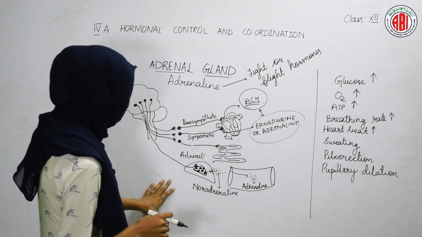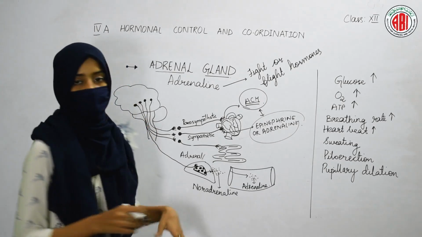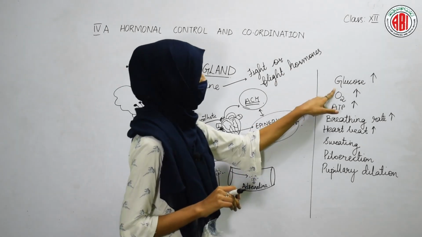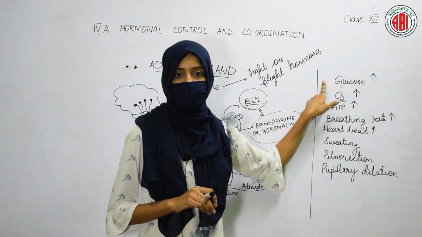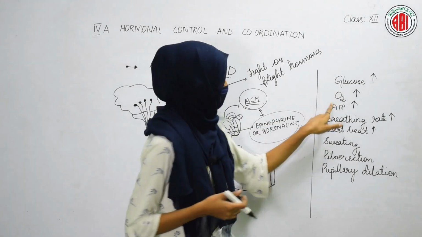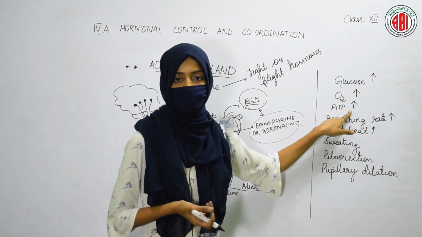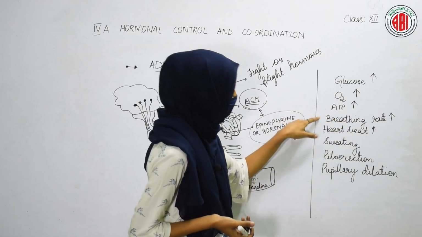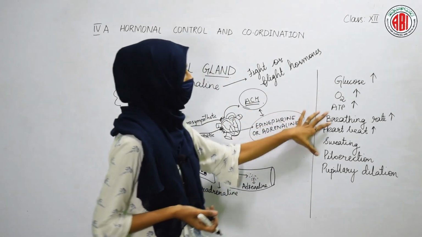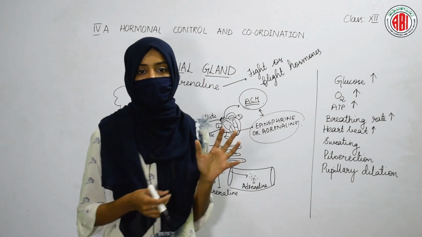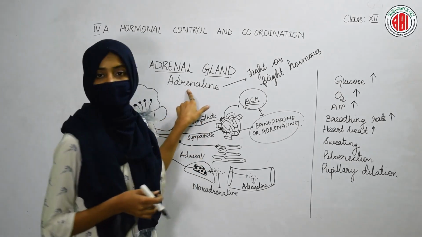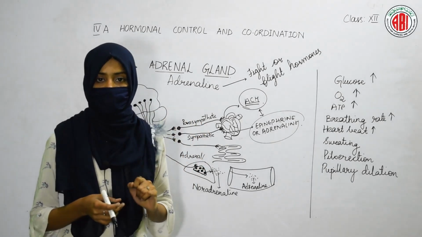And whenever adrenaline is secreted in our body, at that time some changes you can see. Those changes include an increase in the level of glucose, an increase in the consumption of oxygen, an increase in the amount of ATP, an increase in the breathing rate, and the heartbeat increases. So all these things are happening. All these things you can see due to the secretion of a hormone called adrenaline into the human body.